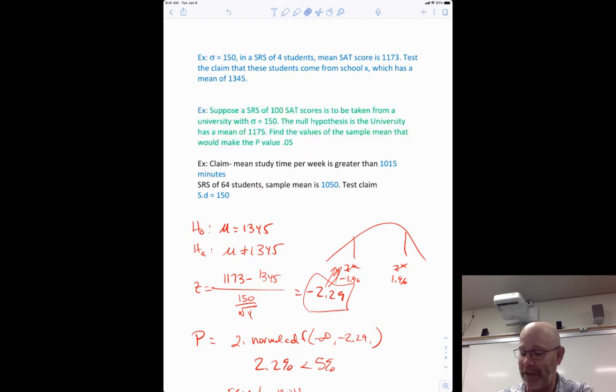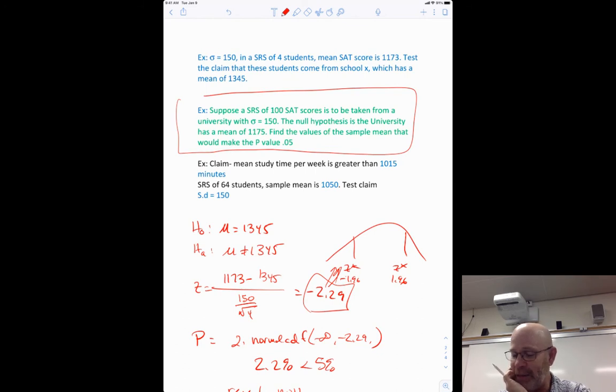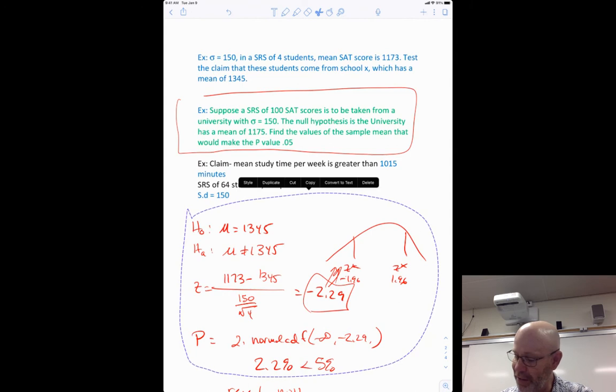It says, a simple random sample of 100 SAT scores is to be taken from a university with a standard deviation of 150. The null hypothesis is the university has a mean of 1175. Find the values of the sample mean that would give you a p-value of 5%. So now we're going to kind of work backwards. I'm going to erase this if that's okay so we can see a little space better.